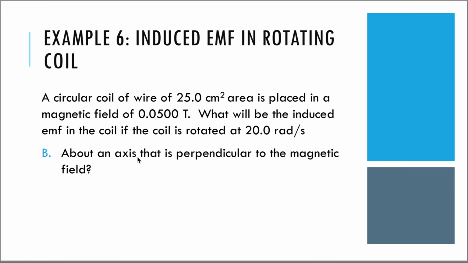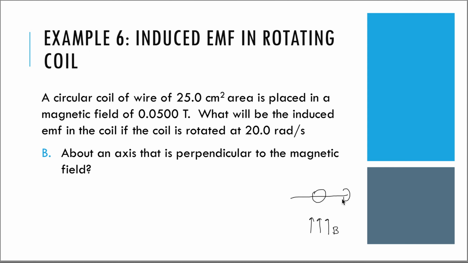Now the loop is rotated about an axis perpendicular to the field. So if you draw your field going up, and now you can draw your loop, and we can draw it just like before. We can draw it vertical, but now the axis is horizontal, right? The axis is perpendicular to the field here.